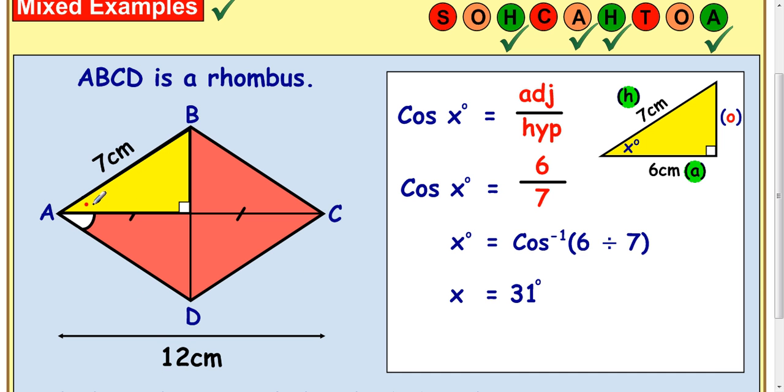Now this part here, this top part, is 31 degrees, but we want the angle BAD. So as mentioned earlier, we really want all of that all the way around. So you just basically double this angle. Now, don't write x equals 31 times 2. Start again and say angle BAD equals 31 times 2, which is 62 degrees. And that's your final answer.